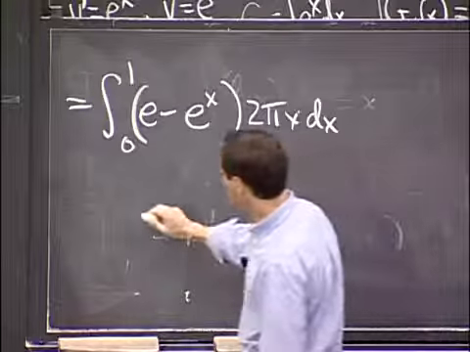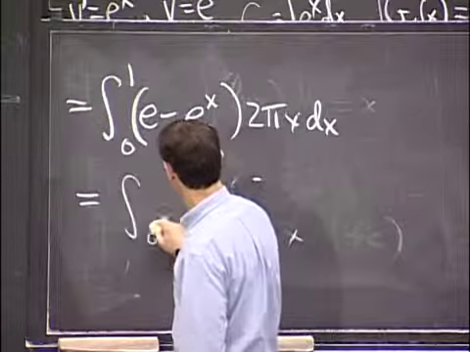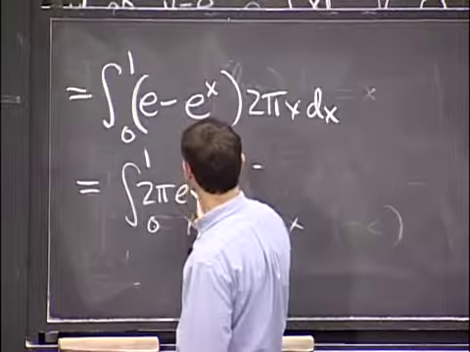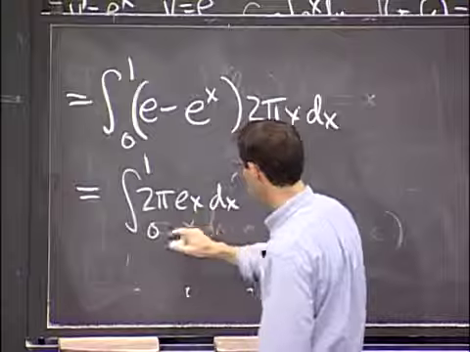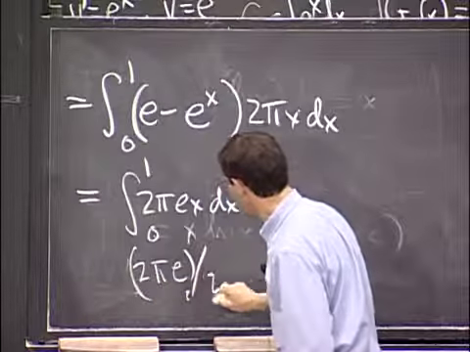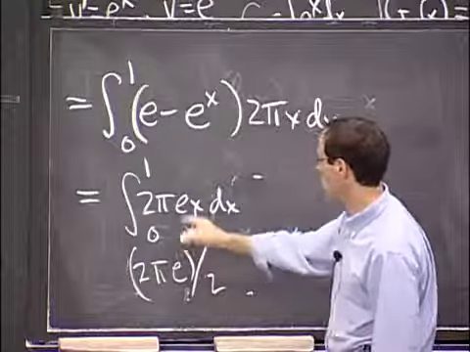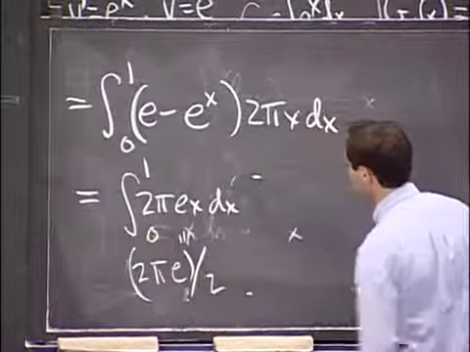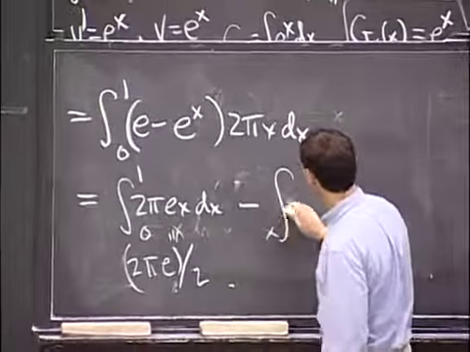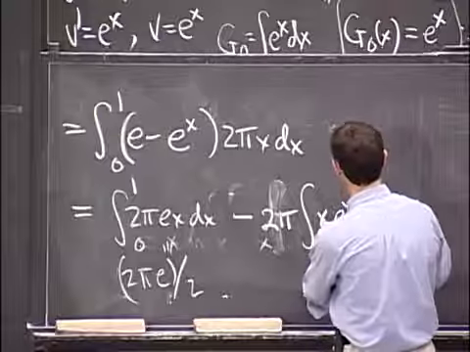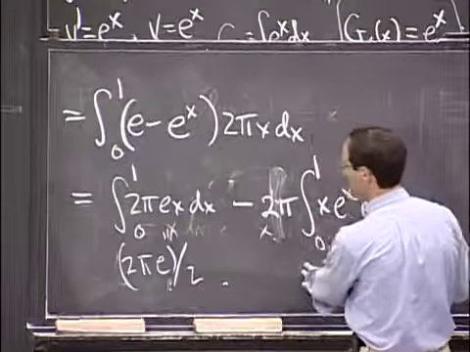And what you see is that you get the integral from 0 to 1 of 2 pi e x dx. That's easy, right? That's just 2 pi e times a half, right? This one is just the area of a triangle if I factor out the 2 pi e. And then the other piece is the integral of 2 pi x e to the x dx from 0 to 1.